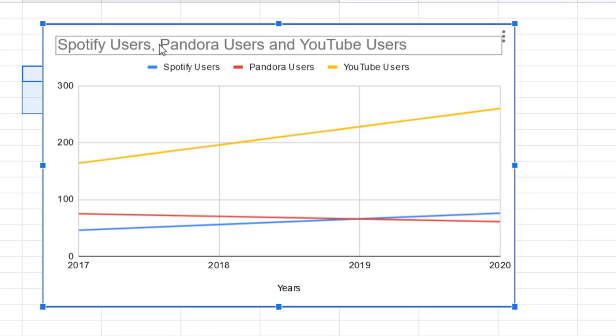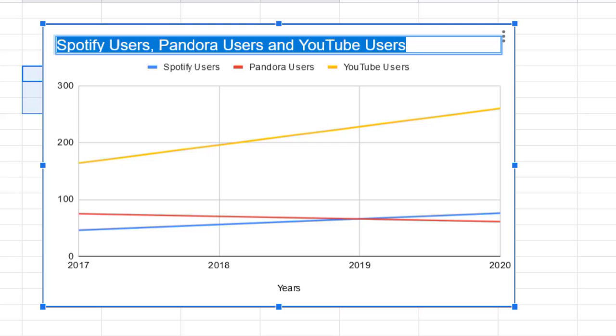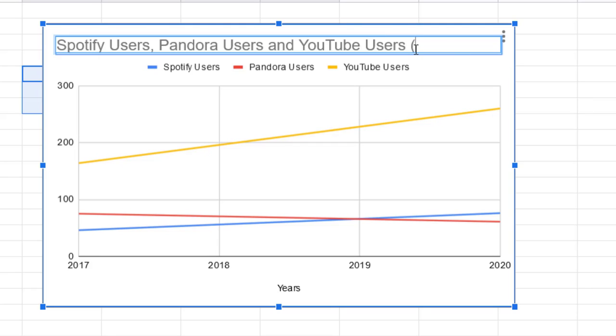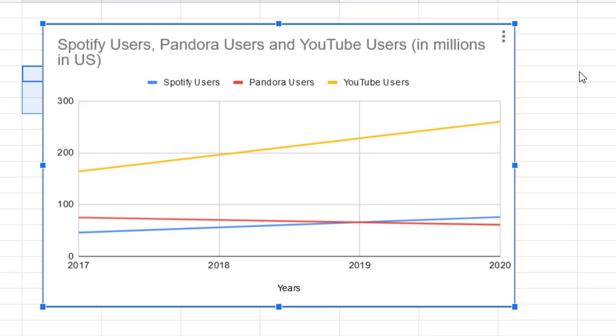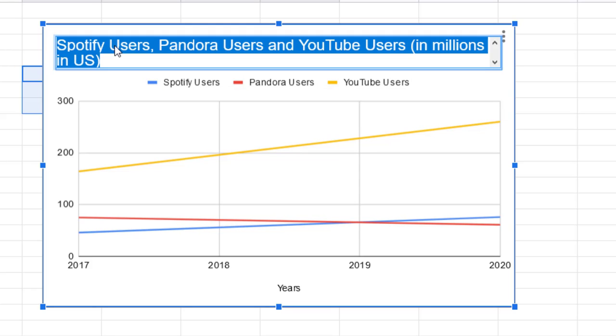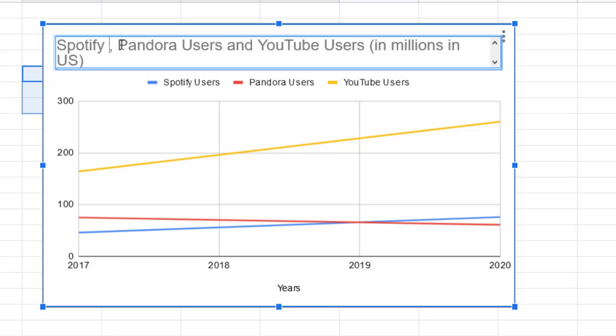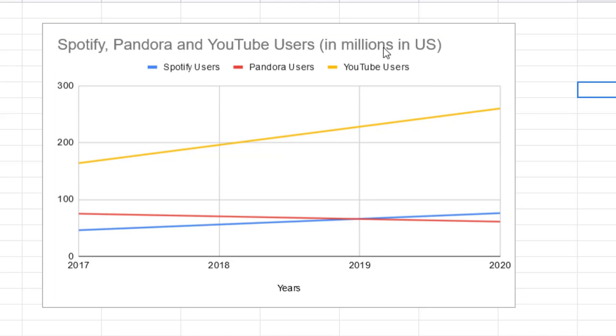Spotify users, Pandora users, YouTube users. I want to change that and make sure that we know in millions in the US. I kind of want to make sure that my reader knows that we're talking about the US only, and also those numbers are in millions of users. And I don't think we need to have the word users three times. How about Spotify, Pandora, and YouTube users? That's a little bit easier to see. In millions in the US.